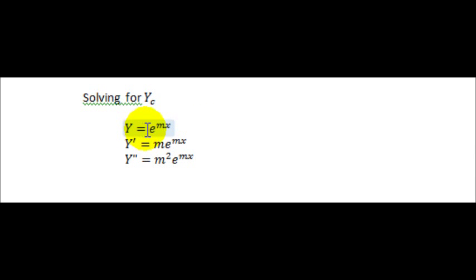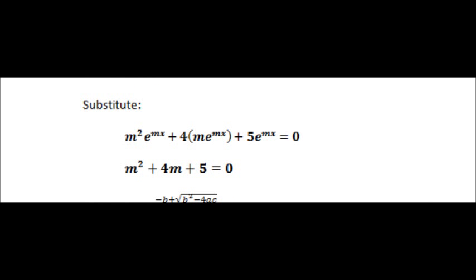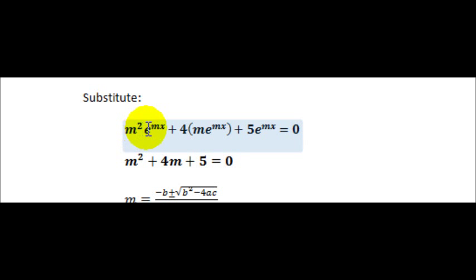So we let y equals e to the mx, differentiate, y prime equals m e to the mx, while y double prime equals m squared e to the mx. So substitute this to the original equation. Upon substituting, we get m squared e to the mx plus 4m e to the mx plus 5 e to the mx equals 0.